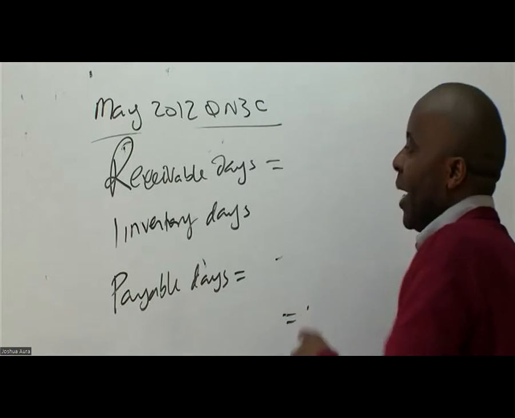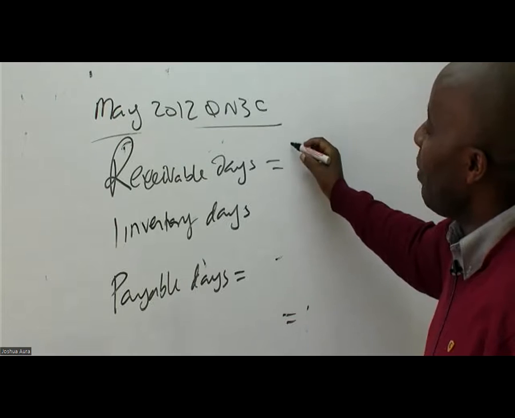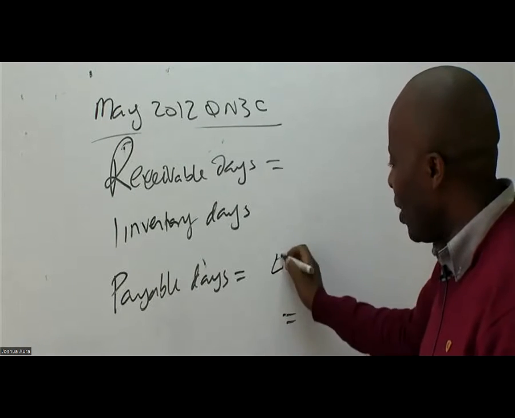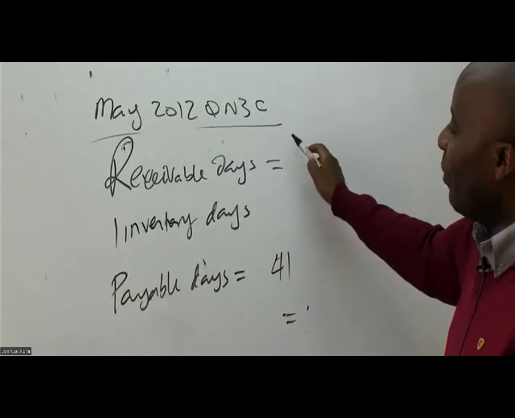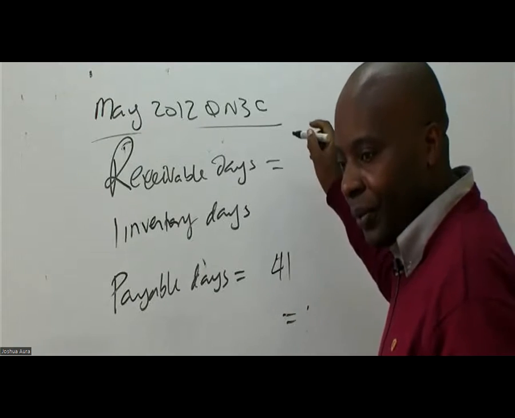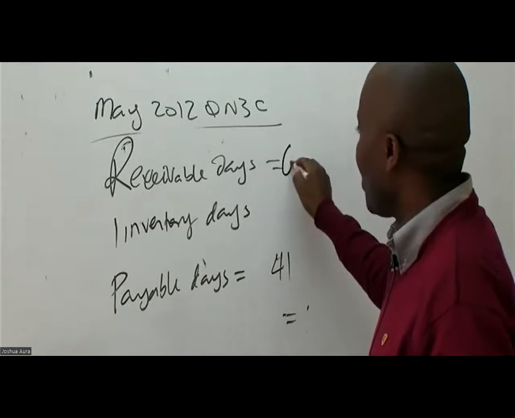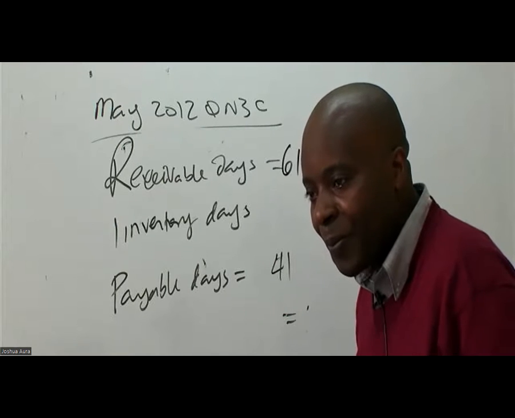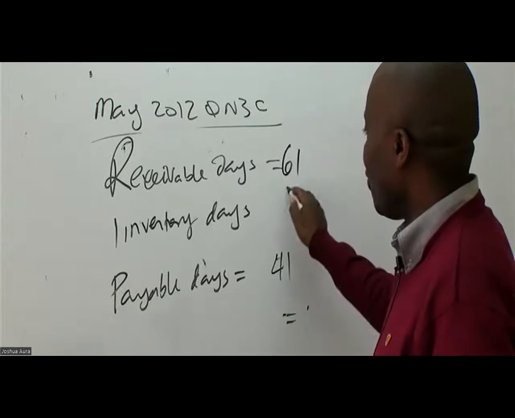So could you kindly remind us, who can give us the receivable days? How many days? Please remind us. I know these are 41. How many receivable days do we have? 61. How about inventory days? How many do we have inventory days? Inventory days, there were 63.